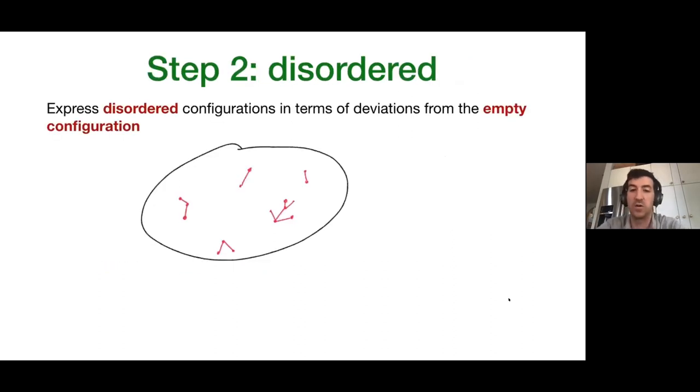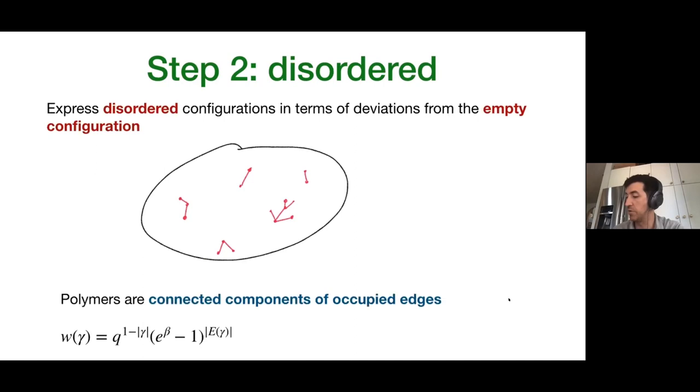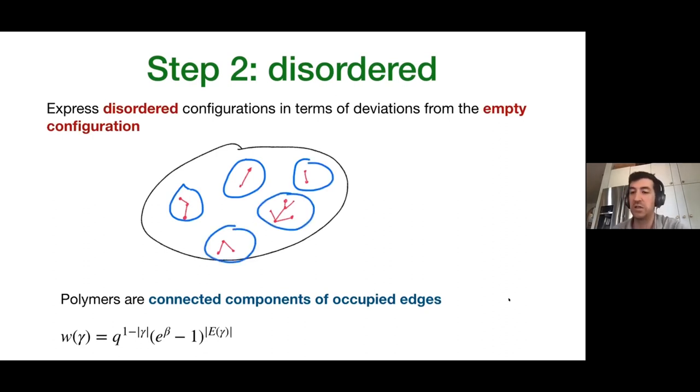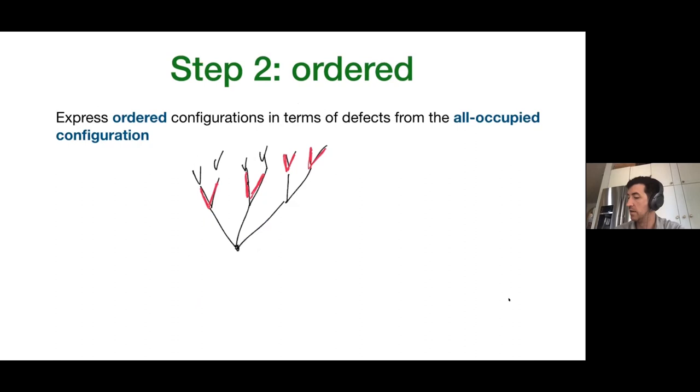So we need to do this for the disordered and the ordered. Now you imagine you're looking at deviations from the empty configuration, and so the edges are fairly sparse. We're just going to say that the polymers are connected components of occupied edges. So these are our polymers. And then it's pretty easy to say what the weight should be. Well, we lose a count in the connected components. We had n connected components, but now if you have an edge, for example, you lose one connected component, but you gain this e^beta minus one factor for each edge. Then it's not hard to show that if you have expansion and you're in some range of beta, the cluster expansion converges. The more interesting one is the ordered phase.